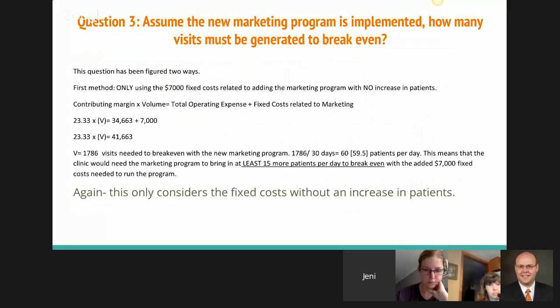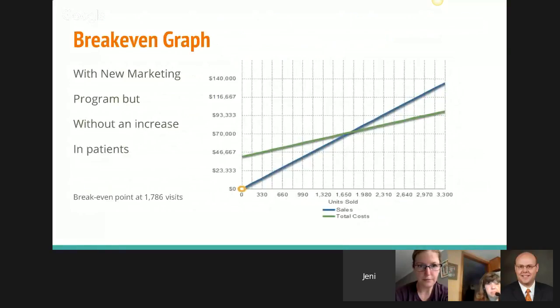This means that the clinic would need the marketing program to bring in at least 15 more patients per day to break even with the additional $7,000 cost in order to run the program. Again, this only considers the fixed cost without an increase in patients. So this is our break-even graph with the new marketing program implemented without an increase in patients. The break-even point would be 1,786 visits.